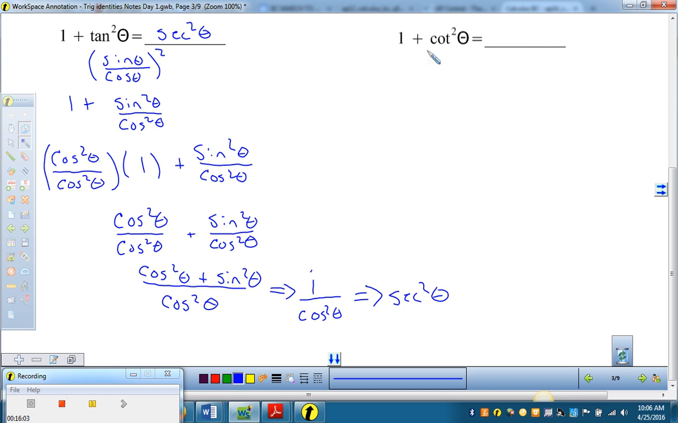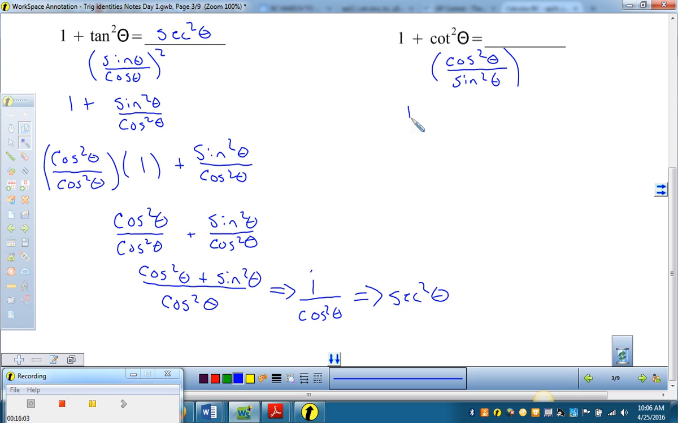Now we're going to figure out 1 plus cotangent squared theta. If you have something to say, raise your hand. What will be my first substitution instead of cotangent squared theta? Raise your hand and tell me what I'm going to put in based on your table. Cosine squared theta over sine squared theta, because cotangent is equal to cosine over sine. So cotangent squared will be equal to cosine squared over sine squared.